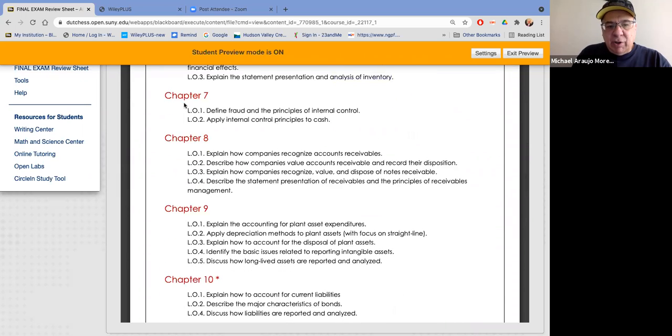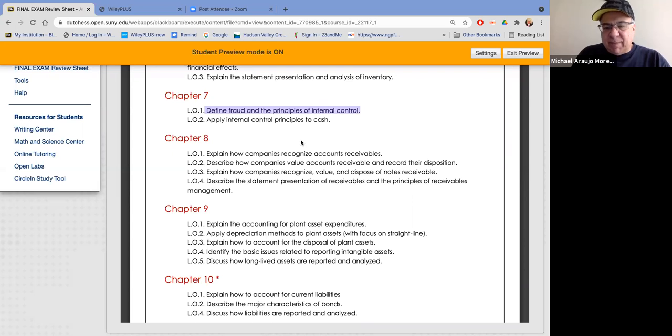And then we went on to the next module, which had chapters 7, 8, and 9. Now, chapter 7, we only did a portion of it. There's a little bit more to know on cash, but it's relatively simple to catch on. The most important part we emphasized was the idea that cash is a very vulnerable asset.